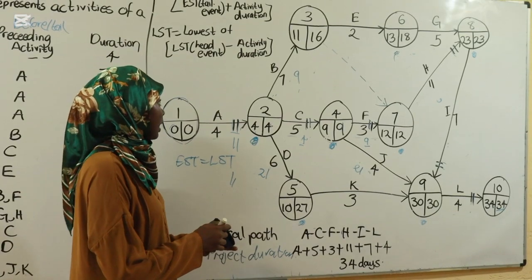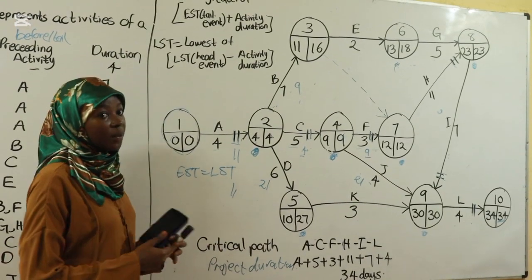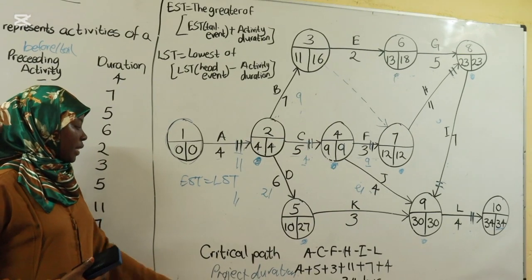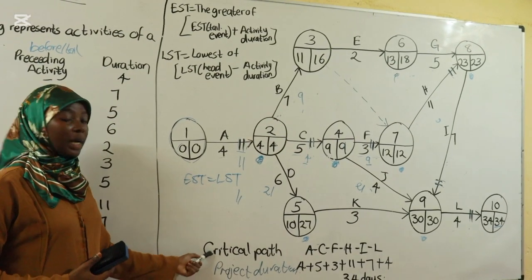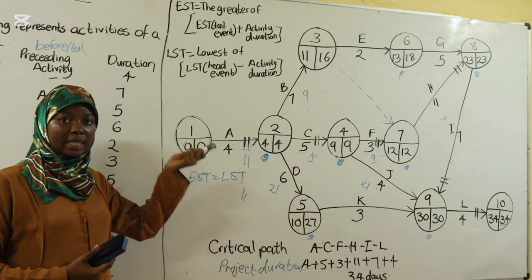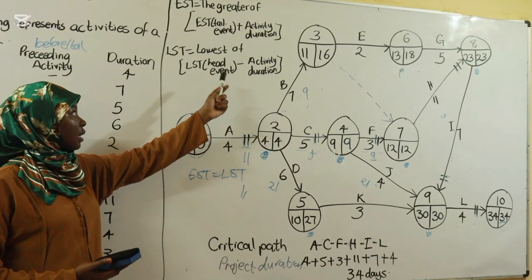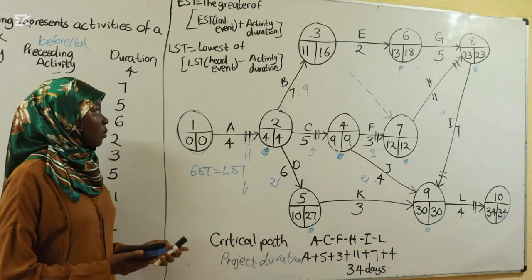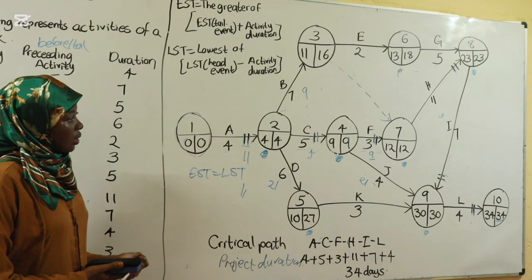When it comes to network, it's very important you take note of how you calculate EST, LST, critical path, and project duration. And you cannot calculate these two unless you know what your EST is and your LST is. And you cannot calculate LST unless you know what your EST is. So that is how you're going to be able to solve this network.